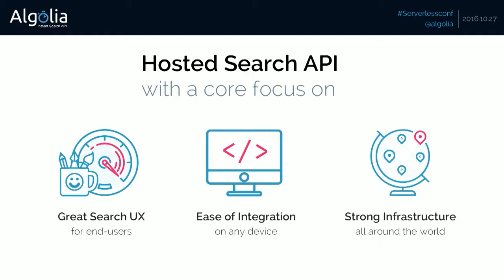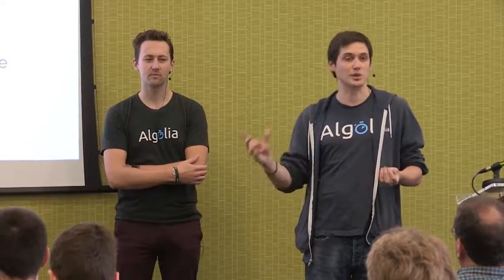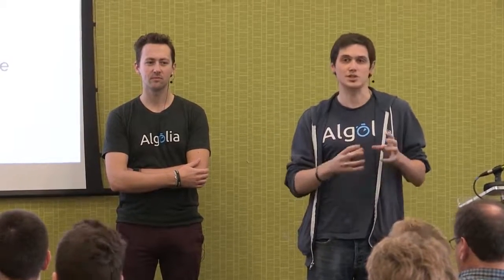So first of all, about who we are, I would like to know who in this room already knows about Algolia. Okay, few people, so it's worth explaining. So we are a hosted search API. It means we are a SaaS product. You push your data to our API in JSON format. We index it, and then you can just send a few keywords to the API, and we will return the most relevant result in just a few milliseconds.